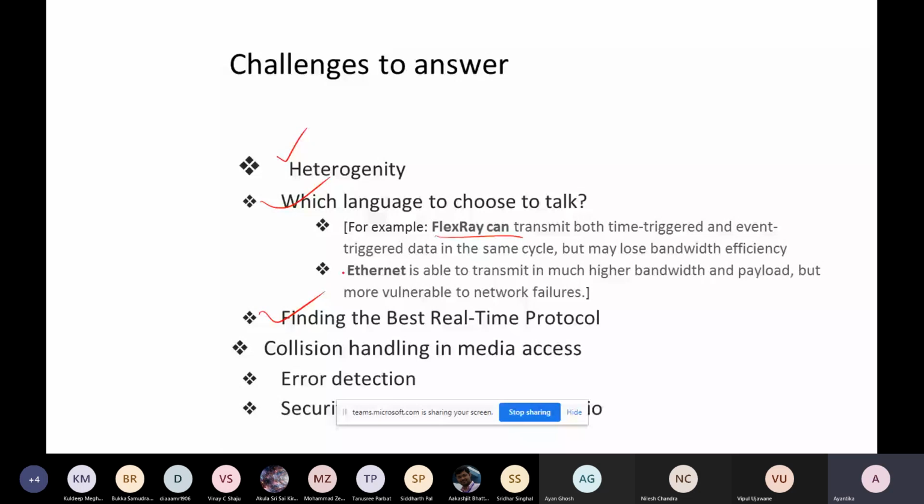Next, when you are sending your data from source to destination, how will you ensure that the receiver understands that whatever you have sent from the sender is the same thing the receiver is receiving? So there should be some error detection or error correction mechanism, if possible, associated with your protocol.